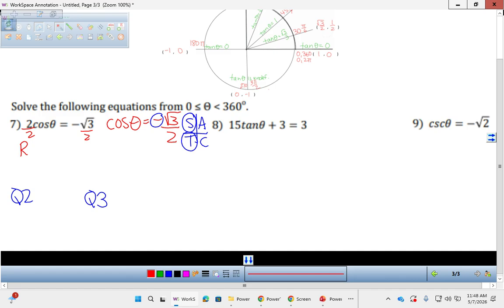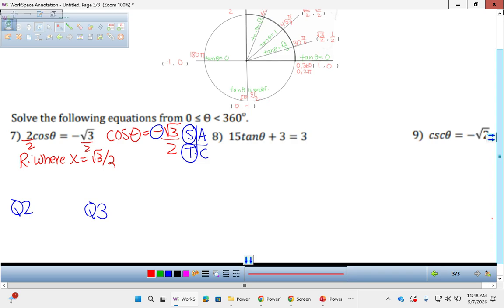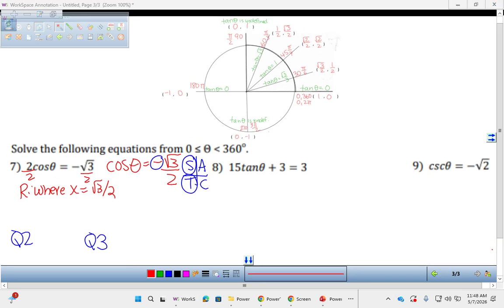To find my reference angle, I want to find where x, because cosine is x, equals √3 over 2. I don't know where it's negative √3 over 2. I only have quadrant 1, which is where everything's positive. So I have to focus in on what I know. The x value is √3 over 2 right here, and in degrees, that's at 30 degrees, which means my reference angle is 30 degrees.